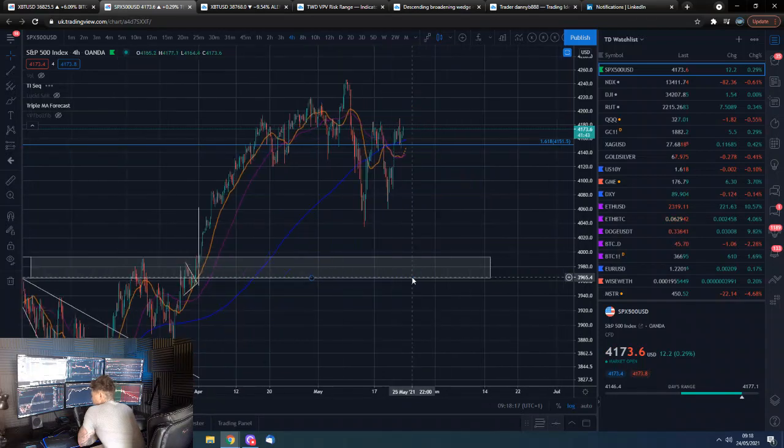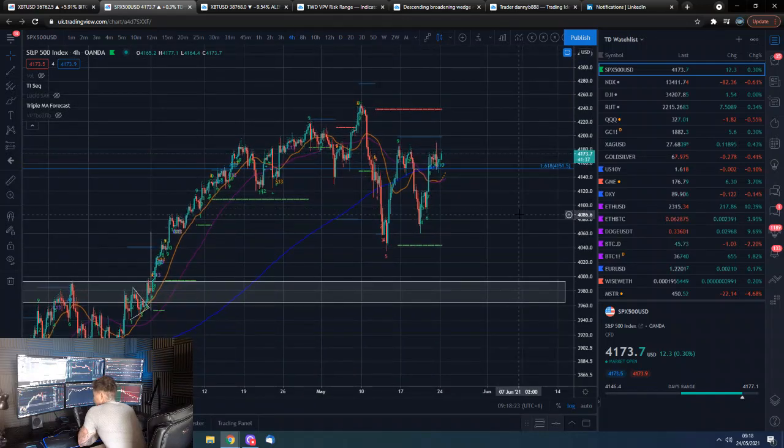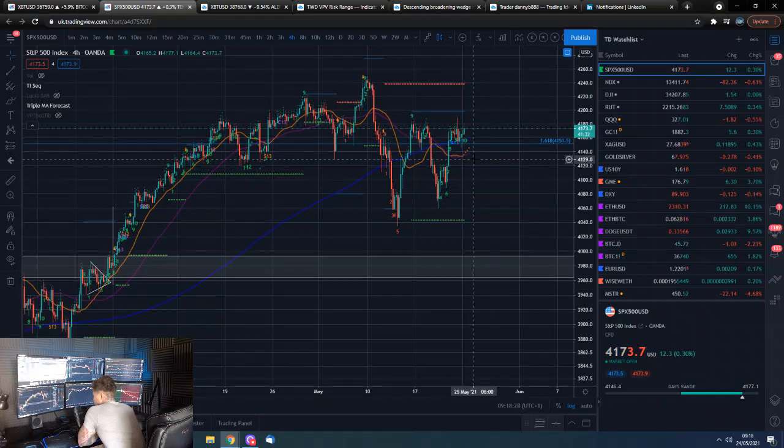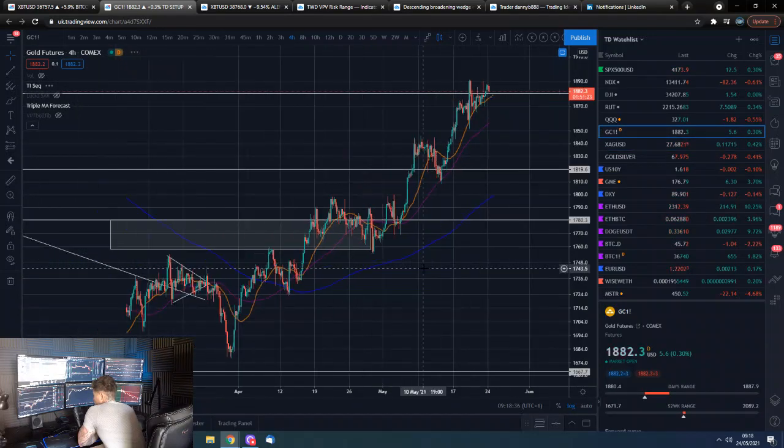Stock futures as well looking good. This is potentially coiling up for a move up. Just remember, guys, I will say it every time, ABD, anything but dollar, and also the MMT, Magic Money Tree. These are clearly all going to push stocks up, push the dollar down. So yeah, keep an eye on that. Silver still looking okay. Gold looking very good.